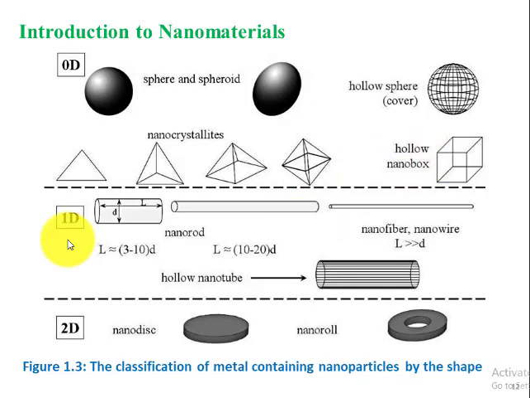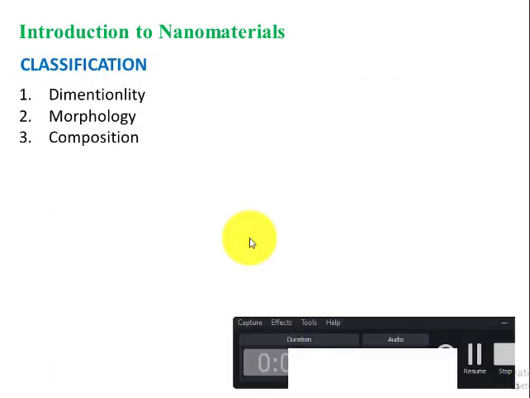One-dimensional metallic materials can be nanorods, nanofibers, nanowires, or hollow nanotubes. Hollow nanotubes means these are empty from the inside. Two-dimensional nanomaterials, which are metal containing nanoparticles, can be nanodiscs or nanorolls.